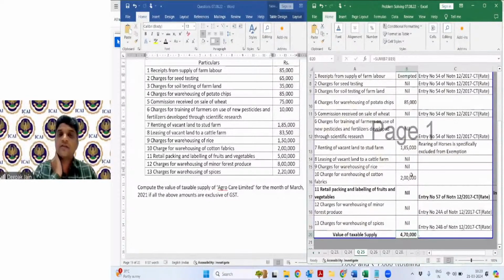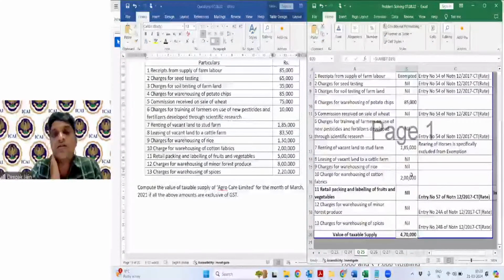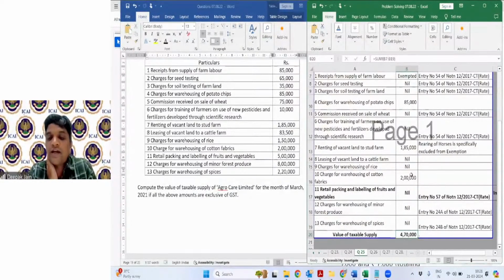Minor forest produce, they've specifically given a list, Diksha, like tamarinds. Those are all not farmed. They are all grown naturally at the forest. So they are all called as minor forest produce.